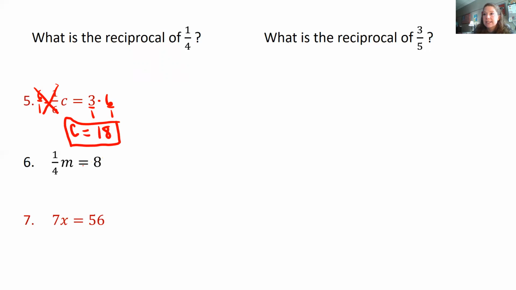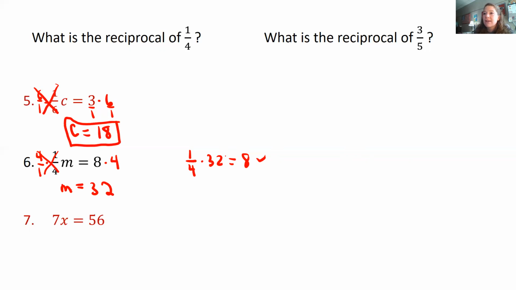All right, number 6, 1/4 times M. So how do we cancel out times 1/4? Well, you multiply by its reciprocal. The reciprocal of 1/4 is 4. So that's what we're doing. We're multiplying both sides by 4. So 8 times 4 is 32. So then you think, okay, well, is 1/4 of 32 8? Yes, it is. I know it's correct.